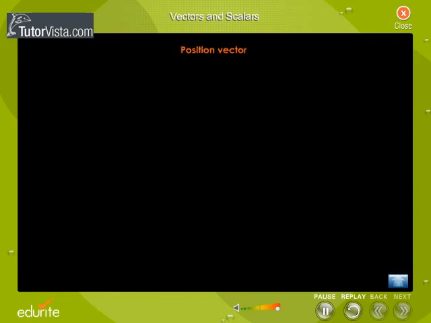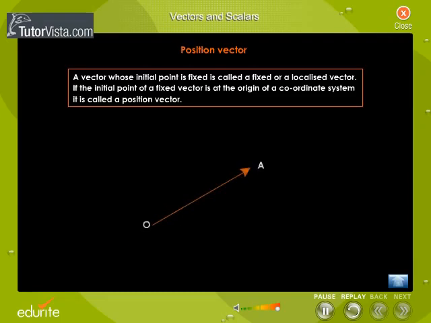Position vector. A vector whose initial point is fixed is called a fixed or a localized vector. If the initial point of a fixed vector is at the origin of the coordinate system, it is called a position vector. A position vector is used to locate the position of a particle in a plane.